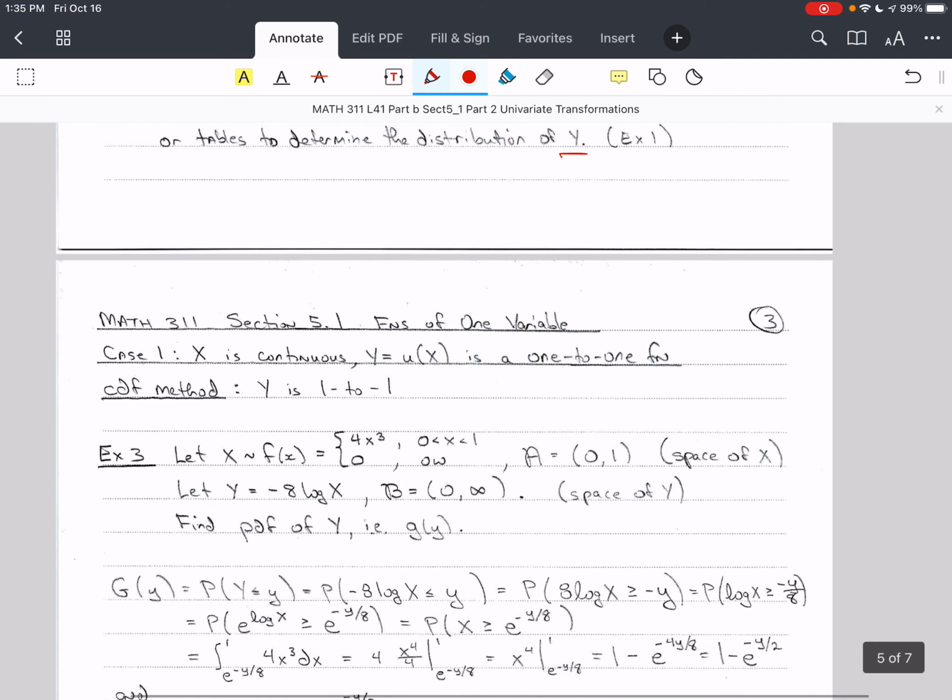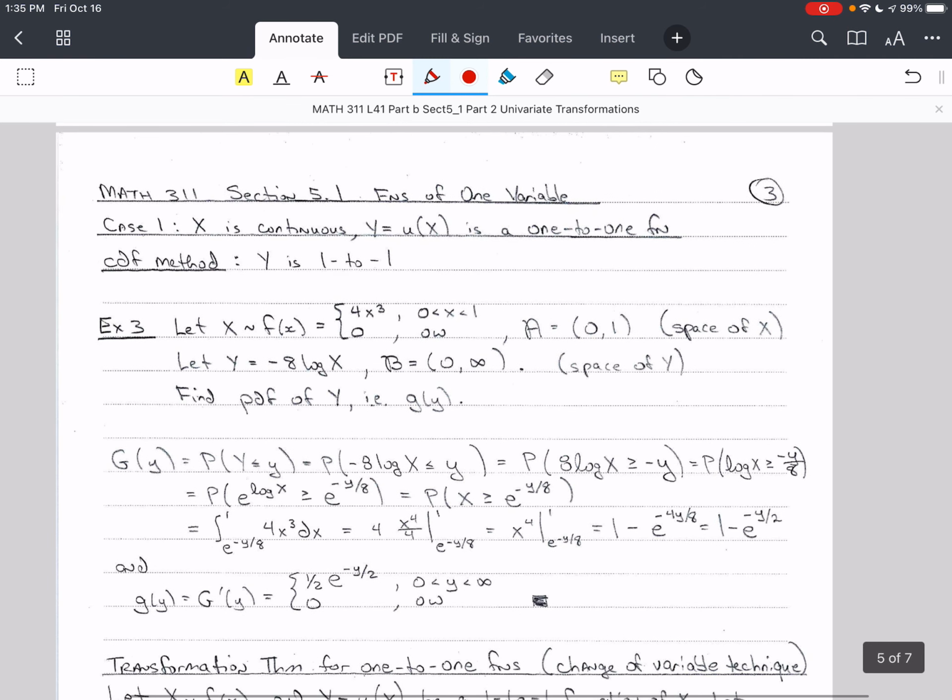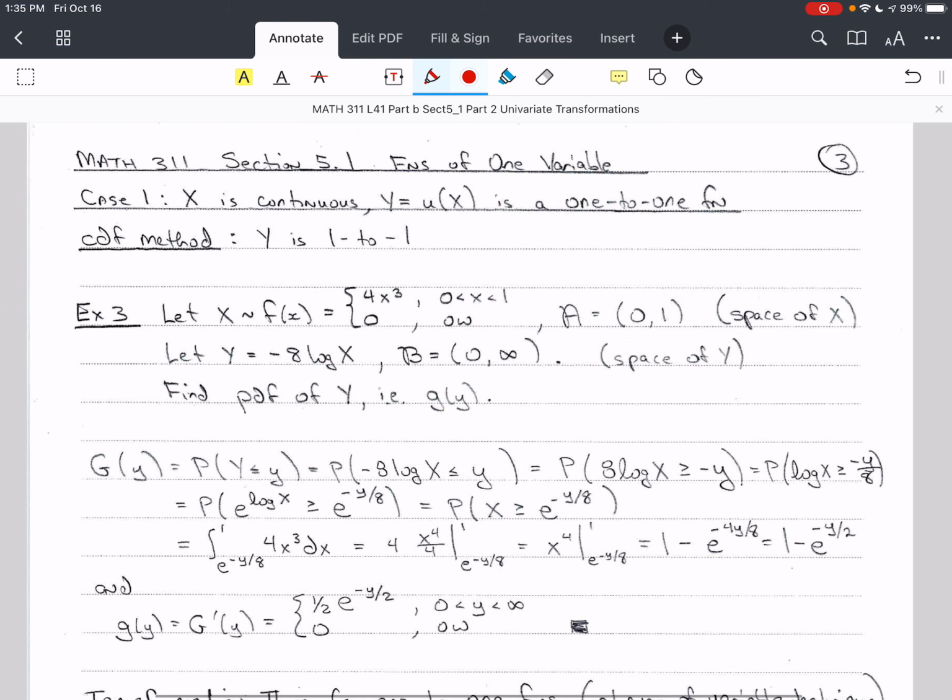Now we're going to switch to continuous random variables, and there is a theorem or a quote-unquote formula that you can use. But the first method that we're going to discuss is called the CDF, the Cumulative Distribution Function method. And this is when y is 1-to-1. Okay? It's a 1-to-1 function of x. So let's do this by example.